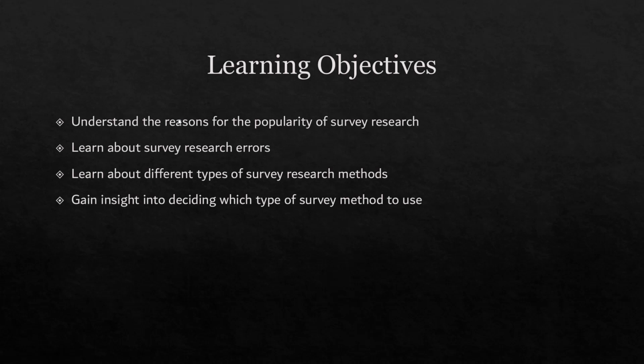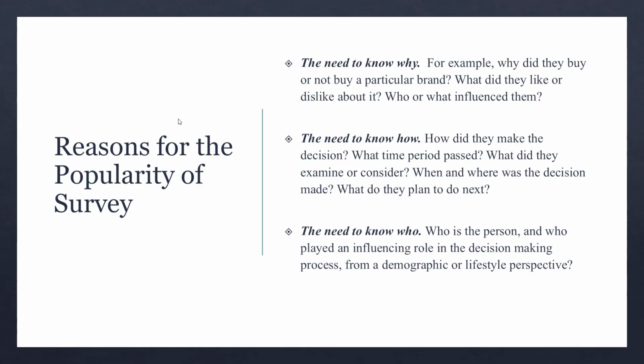So first of all, let's start with our learning objectives. We have 4 learning objectives. First, understand the reasons for the popularity of survey research. Second, learn about survey research error. Third, learn about different types of survey research methods. And finally, gain insight into deciding which type of survey method to use.